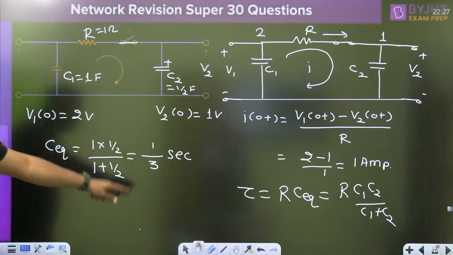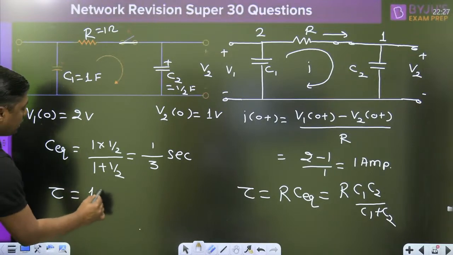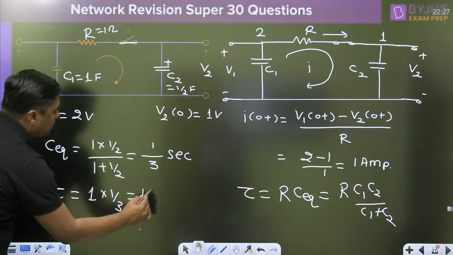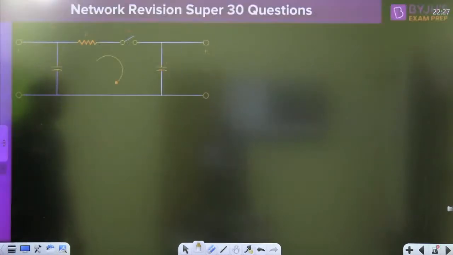C equivalent is 1 by 3. So RC equivalent, R is equal to 1 into 1 by 3. That is what? 1 by 3 second. It is the time constant. 1 by 3 second is the time constant.